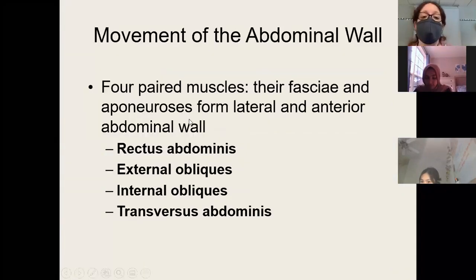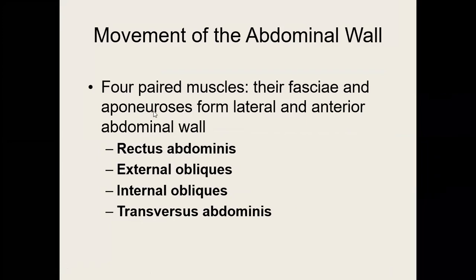There we go. Movement of the abdominal wall. You got 4 pairs of muscles. Their fascia and the aponeurosis form the lateral and anterior abdominal wall.